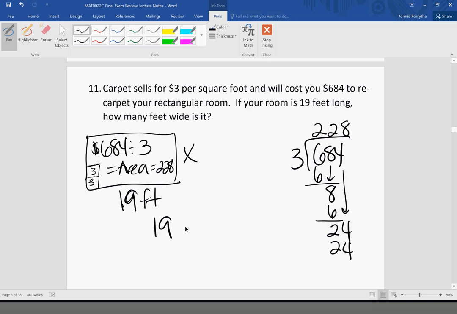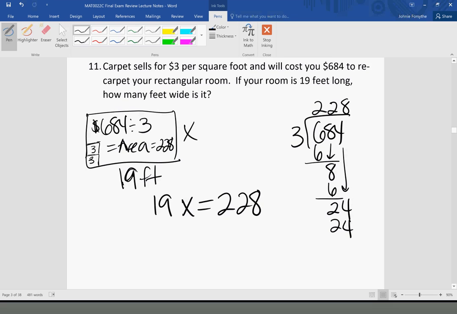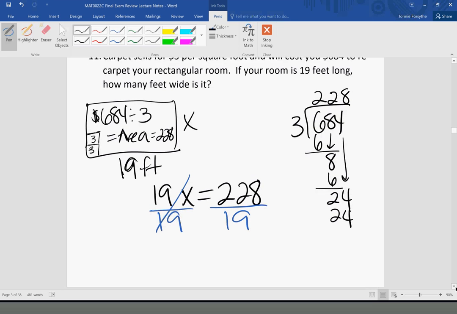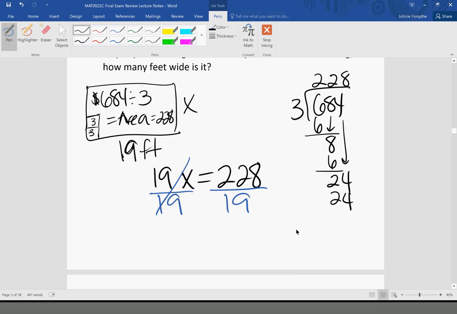So if we're trying to find this value, x is how many feet wide. So 19 times x equals 228, because the area of a rectangle is length times width. So to solve for x, we're going to divide by 19. So let's do that over here on the side.